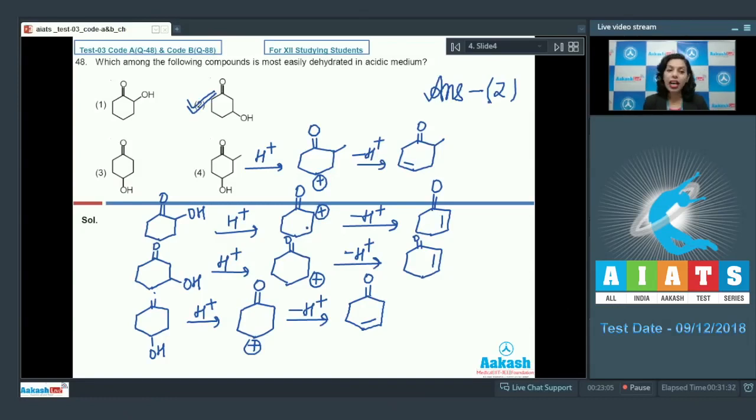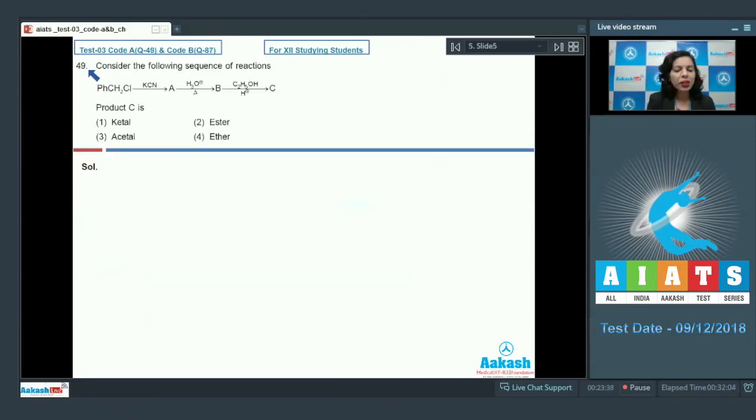And now after this, we have the next question also. Question number 49. Consider the following sequence of reactions. We have a reaction sequence given, and we have to identify the product C. Let's check the reaction given here. Now here is the reagent, that is KCN.